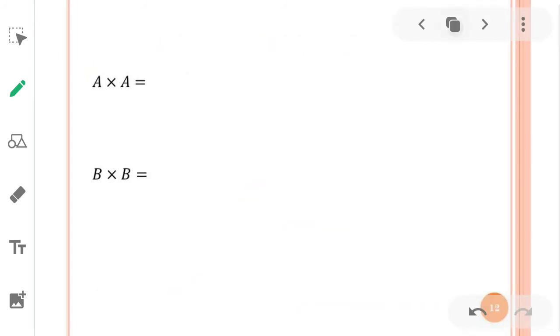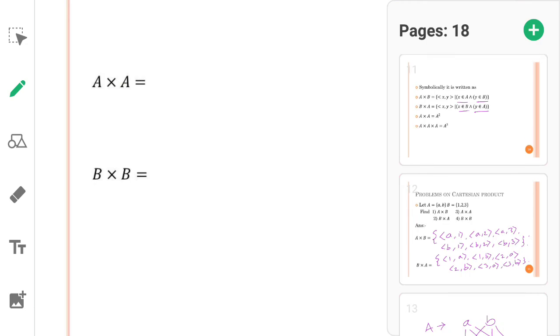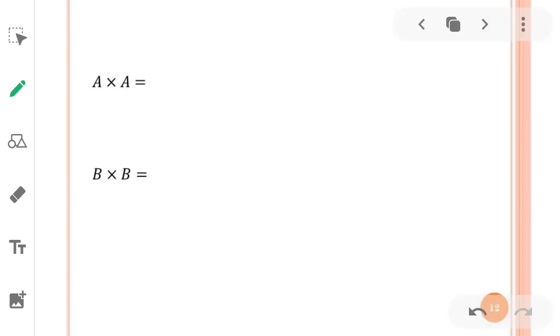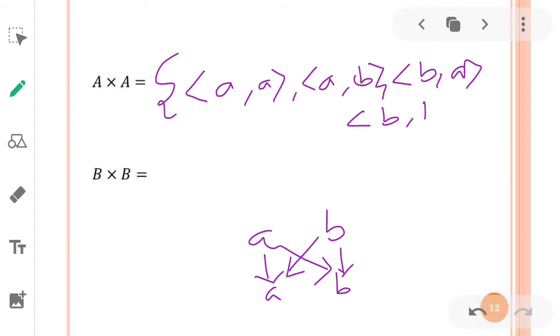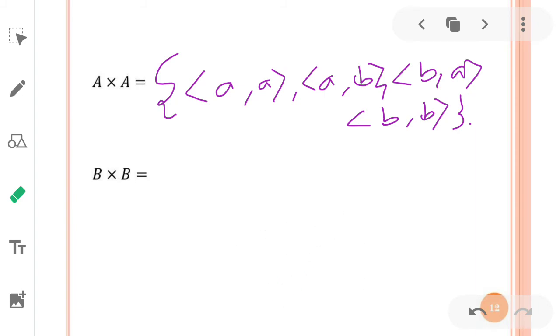Then we will solve A cross A. For solving A cross A, we have set as A, B. So I will write here for your convenience. You will write A, B twice. A combination with A, A combination with B, B combination with A, B combination with B. Here we are forming the ordered pairs. So first A comma A, next... so by using this approach we will get the answer for A cross A.